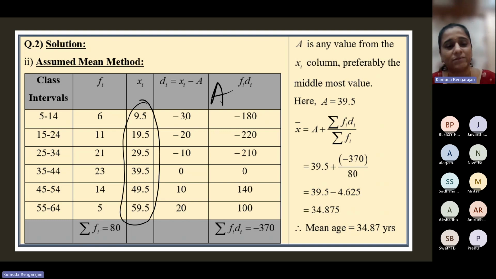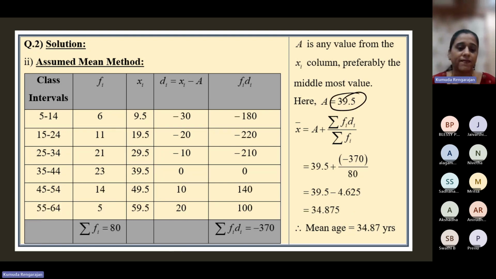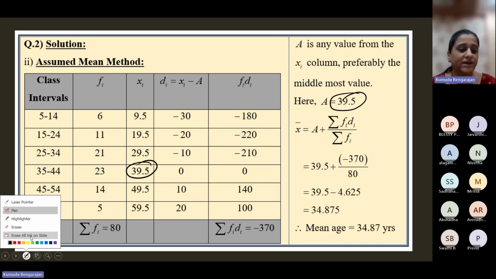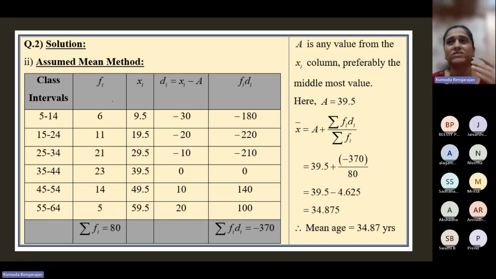So from here, anybody can be A, but we prefer to choose the middlemost value or one among the middlemost values. Here you have two values in the middle, right? So you can take this one or this one. In this working, I have taken 39.5. So I've taken this as A. All right. Now find the DI column. So what is the order? Like I've been telling all this, what's the order?